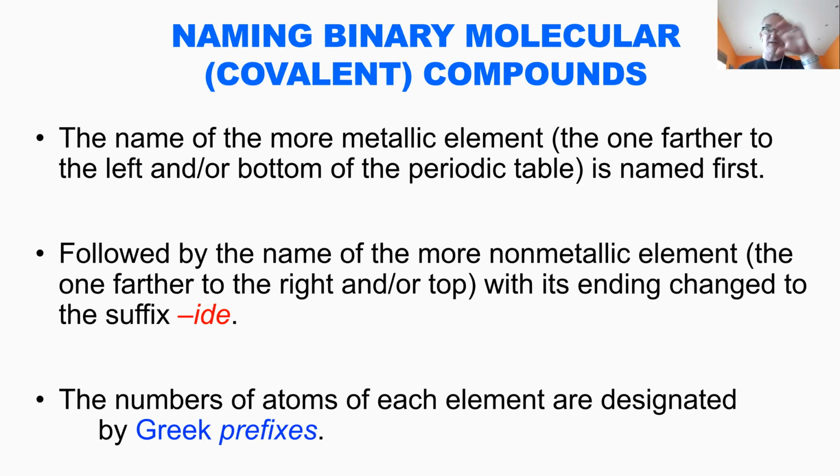We name that one first and we just give it the name. And then second, we give it the more non-metallic element, the one closer to the right, the one closer to the noble gases. We just give it the normal name with "ide" at the end, just like we would with an ionic compound. But the difference is we use these Greek prefixes to say how many atoms.